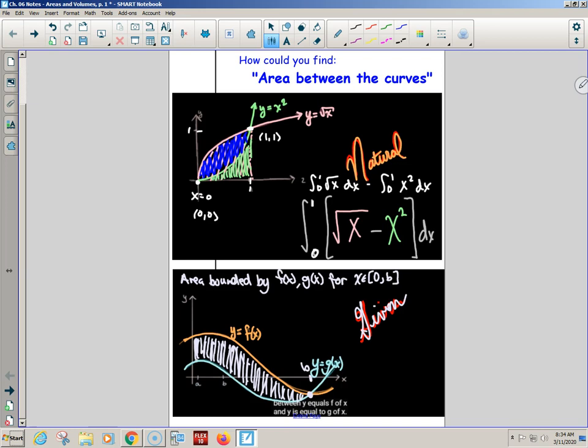What's the difference? Natural says, I don't know, let me give you two functions and you figure everything out. Given says, no, I'll tell you where to go between. And if they tell you where to go between, all we have to make sure is between 0 and B that there's no weird changing of direction, that there's no weird switch in orientation. So we could say f of x minus g of x.